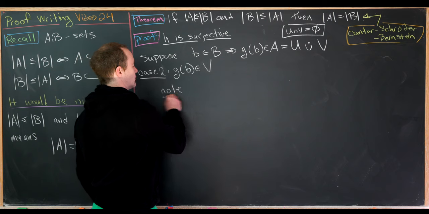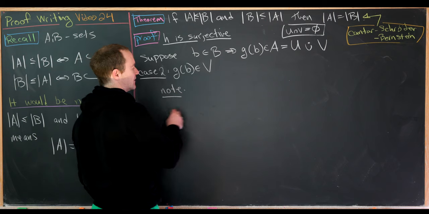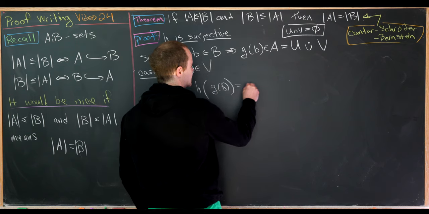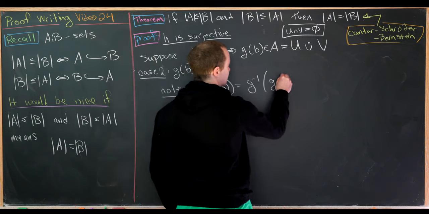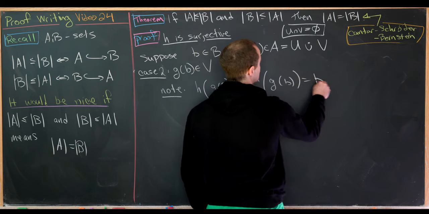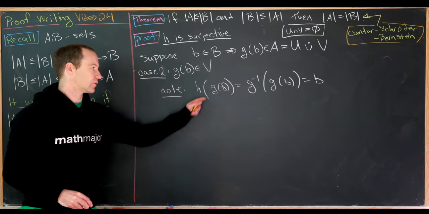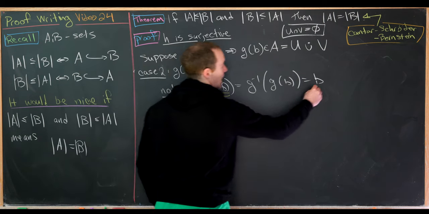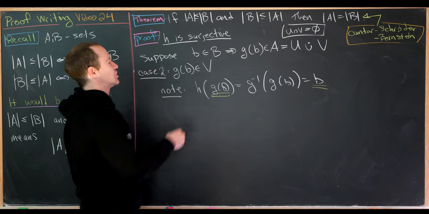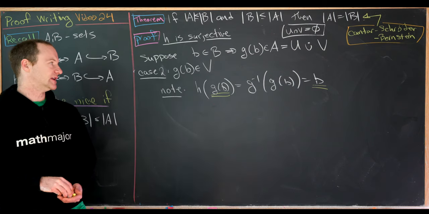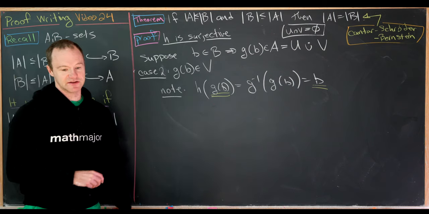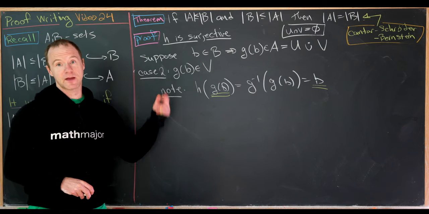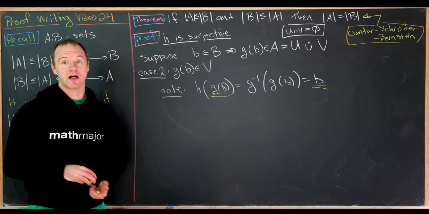So let's note that real quick. And this is going to fall out very quickly. So h of g of b is exactly equal to g inverse of g of b, which is equal to b. So there, we found a pre-image g of little b of our element b that we chose above, but that's exactly what we needed to do to finish this surjectivity proof. Okay, so that finishes the proof of this big theorem, and now we'll look at some example applications.